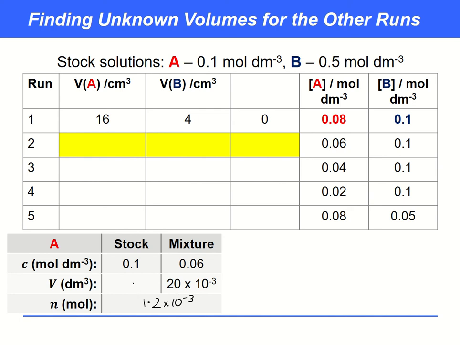Then we now need to work out the unknown volume, so we can use our n equals CV formula. We rearrange that to find the volume is number of moles divided by the concentration. And so when we do this, we're going to find that that is 12 times 10 to the minus 3, and that's in decimeters cubed. So if we want this in centimeters cubed, it's just 12 centimeters cubed.